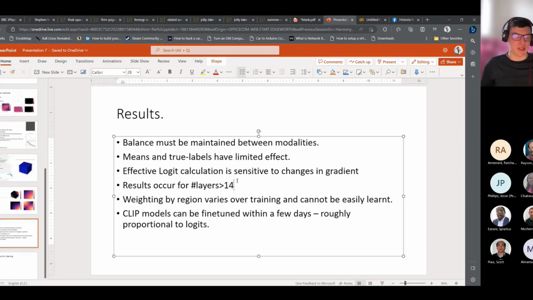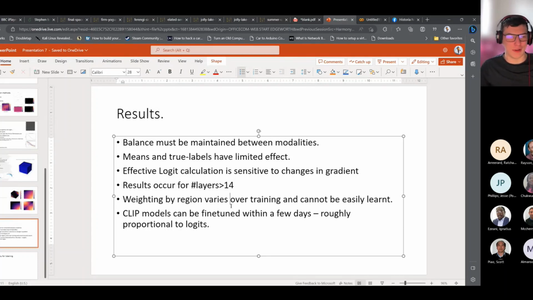My fourth takeaway is quite a simple one. These models only seem to work well when you've got more than 14 layers. You start to get results at about 12 transformer layers, but 14 seems to be the sweet spot where it has enough depth to the network to start picking up the oddities of language and everything in an image.